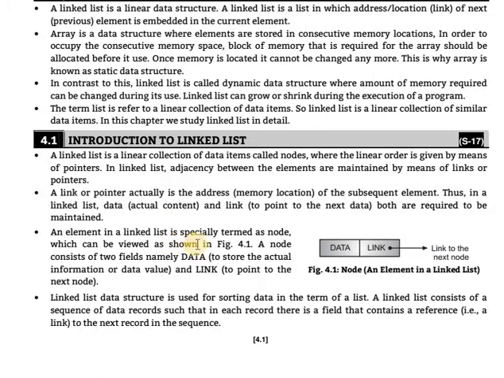And elements in a linked list are specially termed as nodes, which can be viewed as shown in this figure. A node consists of two fields, namely data, to store the actual information or data value, and link, meaning to point to the next node.